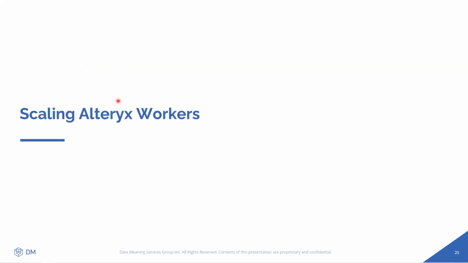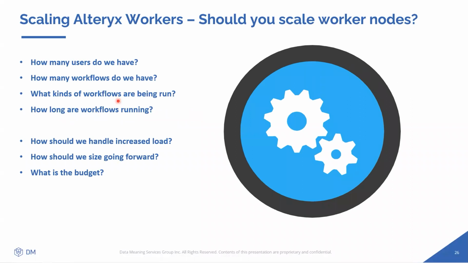But of course, last but not least, actually the most important one, is to scale workers. So what do we need to think about when we are scaling workers? We have a few questions here. Of course, we need to check how many users we have, how many workflows, the type of the workflows, and how long each workflow takes to run, and how all that is going to be in a year, how it's going to be in 2 years. Will I increase the number of users, or will I start limiting everything?